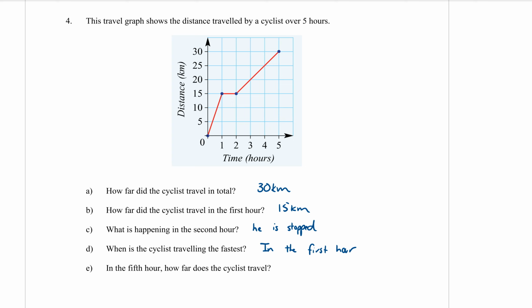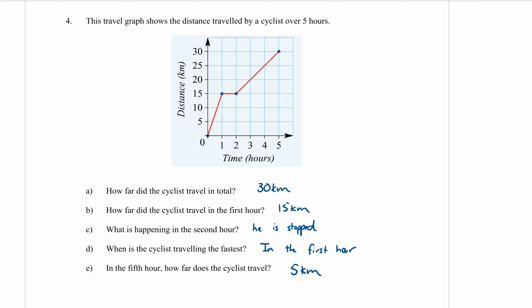And in the 5th hour, how far does the cyclist travel? Now, this was from there to there is the first hour, 2nd, 3rd, 4th. The 5th hour is from 4 to 5. Okay? So at 4, we are at 25. And we get to 30 by the end. So how far have I gone? 5 kilometres. 5 kilometres.